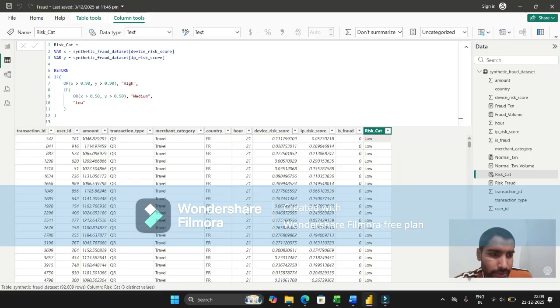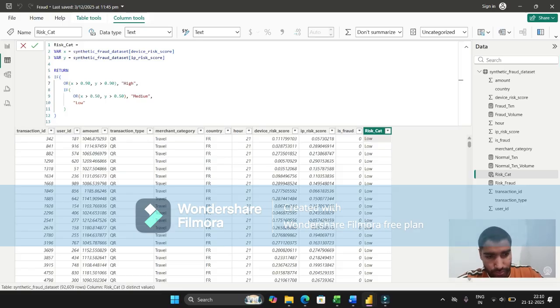This is the DAX formula I have used here. I took some help from ChatGPT, but the logic behind the formula was already thought out by me. It is normal thinking. I have set both these columns in variables, and then return: if the x value is 0.9 and the y value is 0.9, then it is high risk. If it is above 50% in both x and y, then it is medium, and less than 50 is the normal risk score.